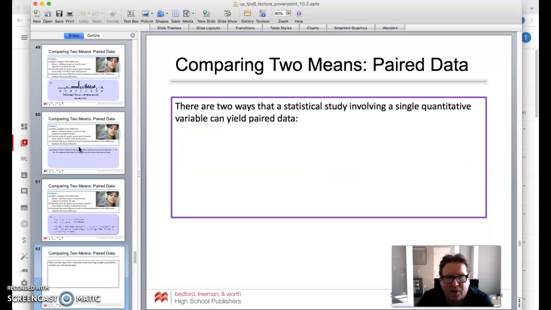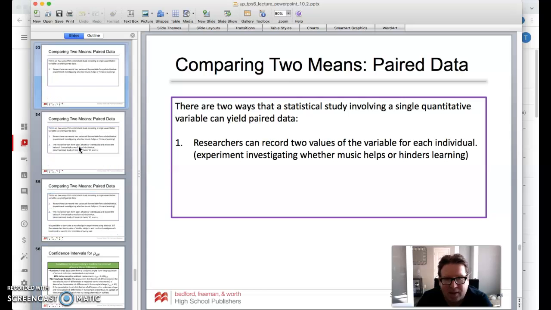Now, there are two ways that a statistical study involving a single quantitative variable can yield paired data.